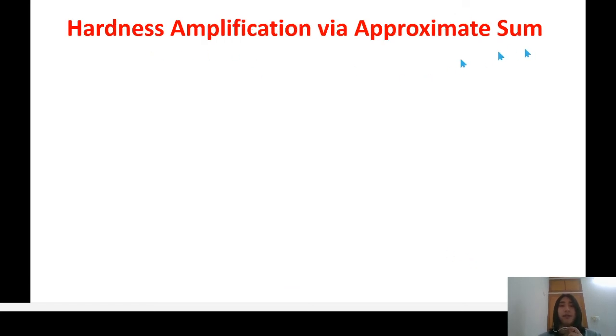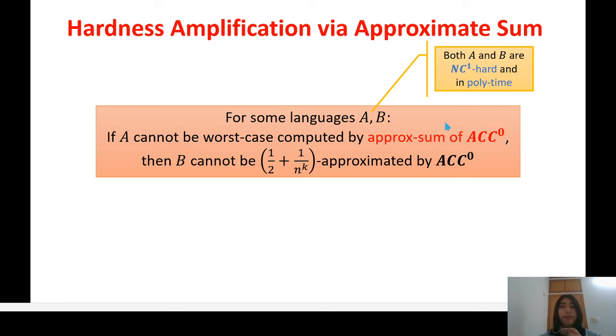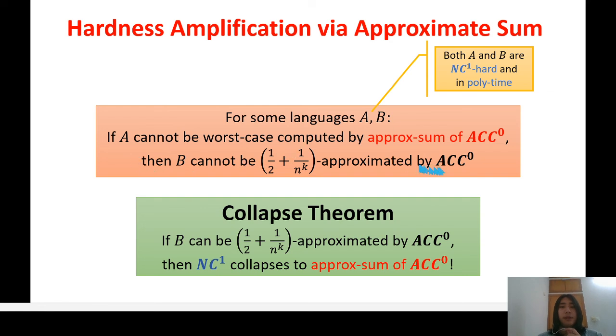The second advantage of approximate sum is it can do some hardness amplification. In our paper, we proved that there are languages A and B such that if A cannot be worst case computed by approximate sum of ACC0, then B cannot be half plus inverse polynomial approximated by ACC0. So the A and B are somewhat good problems. Both of them are NC1 hard and in polynomial time. If we read this hardness amplification theorem in contrapositive, then it's like if B can be half plus inverse polynomial approximated by ACC0, then NC1 collapses to approximate sum of ACC0.